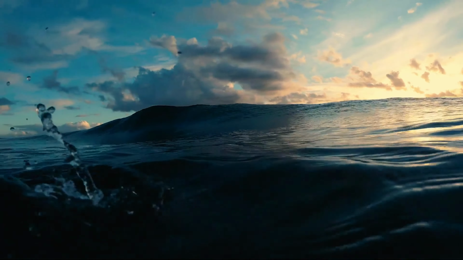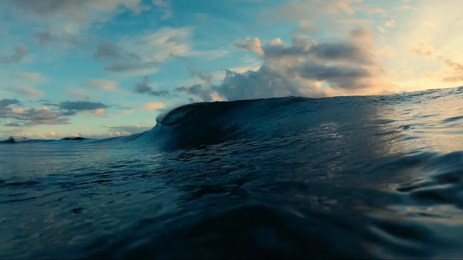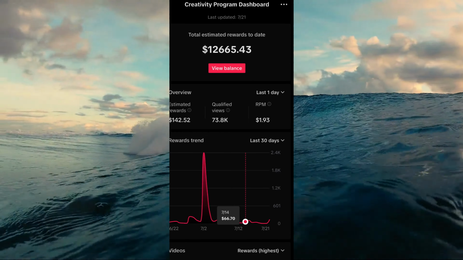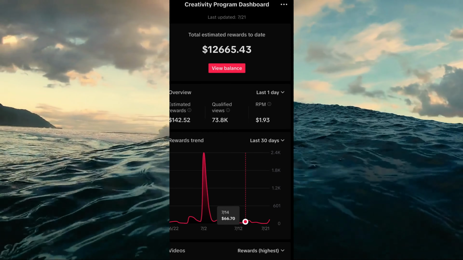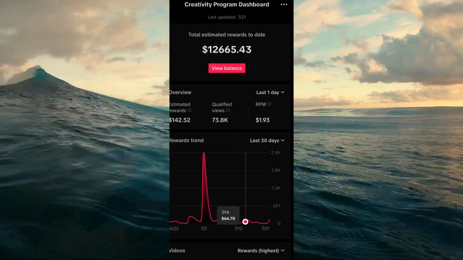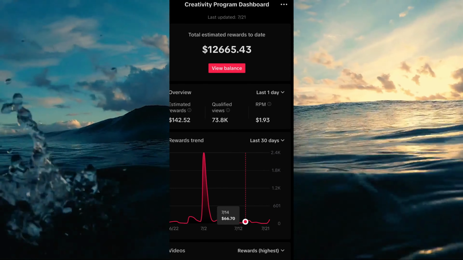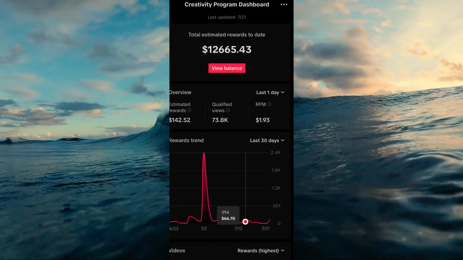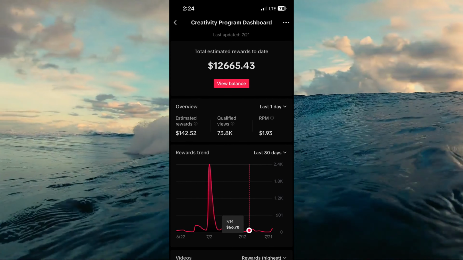Got screenshots of people that are in the creativity program beta, so you've got an idea of roughly what the RPMs are based on people's information that they've shared. You can see the person over their lifetime while being in the creativity program beta, they've earned $12,665. RPM is 193, which is pretty sick. I've seen RPMs lower than that on YouTube on longer videos, so this person is doing very, very well.